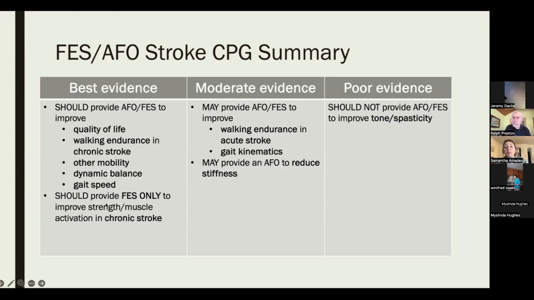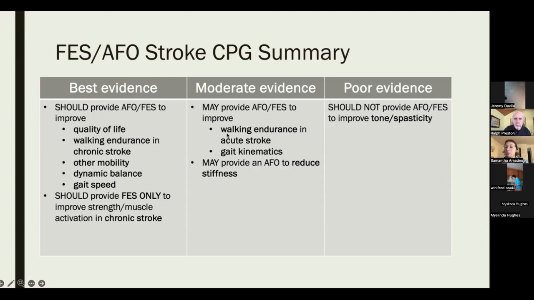And then functional electrical stimulation is also very good for improving strength and muscle activation, which shows that an AFO isn't. So we're not going to get better strength using an AFO, because it's kind of making up for the loss of strength, right? So using FES, which is actual stimulation of the muscles, can improve strength and muscle activation in chronic stroke. So chronic stroke means anything after 6 months post-stroke.